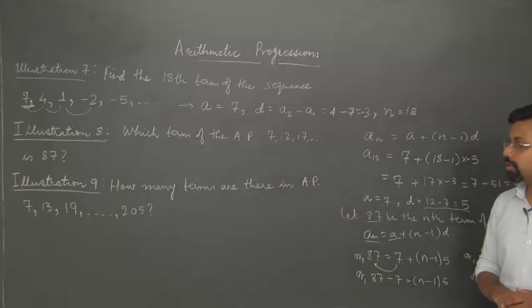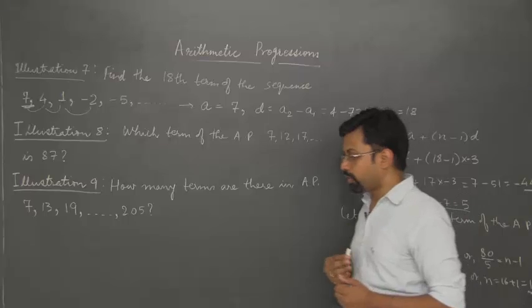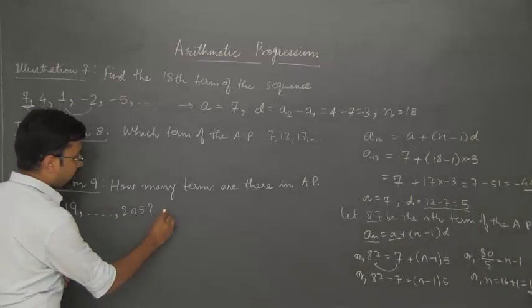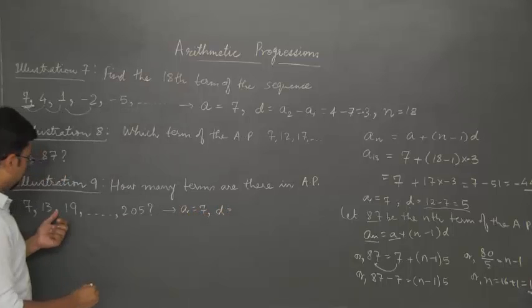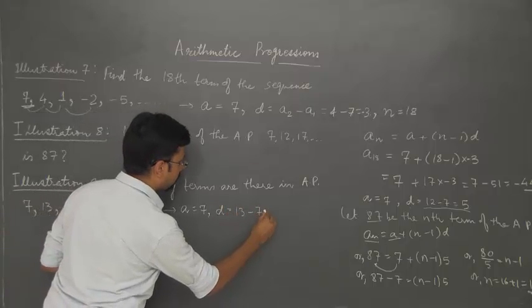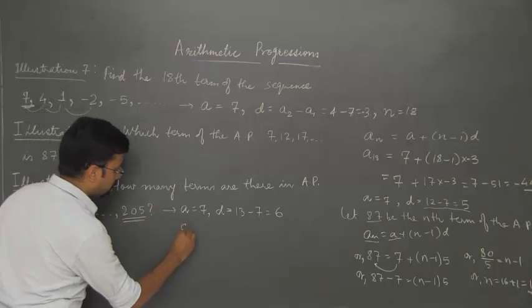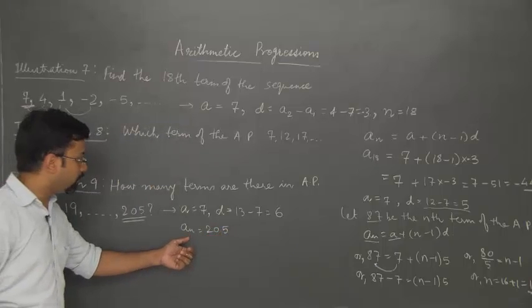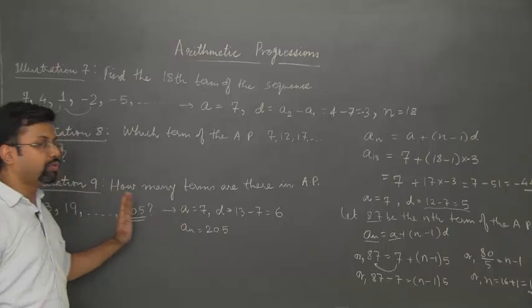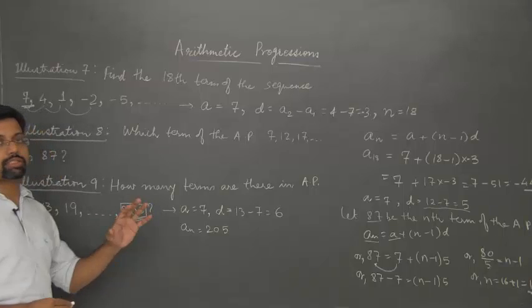Now the third illustration. How many terms are there in the AP 7, 13, 19, and so on up to 205? Now, how do we approach this question? Here we identify a, or the first term, as 7. The common difference would be 13 minus 7, that is equal to 6. Now the last term, the nth term, is 205. If we can find what the value of n is, we will be able to find out how many terms are there in the AP. Why? Because 205 is the last term of the given AP.